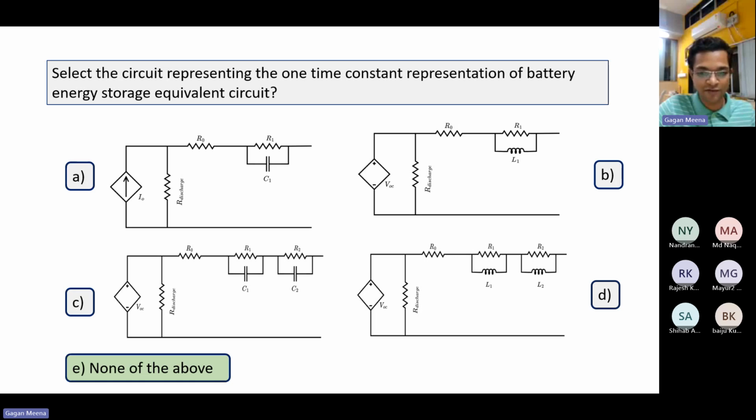Oh, what did I do? It is showing none of the above. The none of the above option is not correct. The answer is C. Right? C is correct. I will change this. C option is correct.